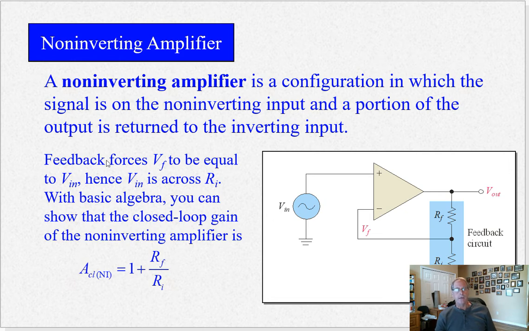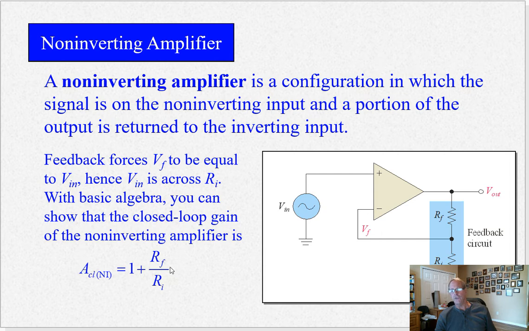So as I was saying here, it forces VF, which is the feedback voltage, to be equal to VN. VN is across RI here. In basic algebra, you can do some KVL here and determine that the closed loop non-inverting gain, A sub CLNI, is 1 plus RF over RI.